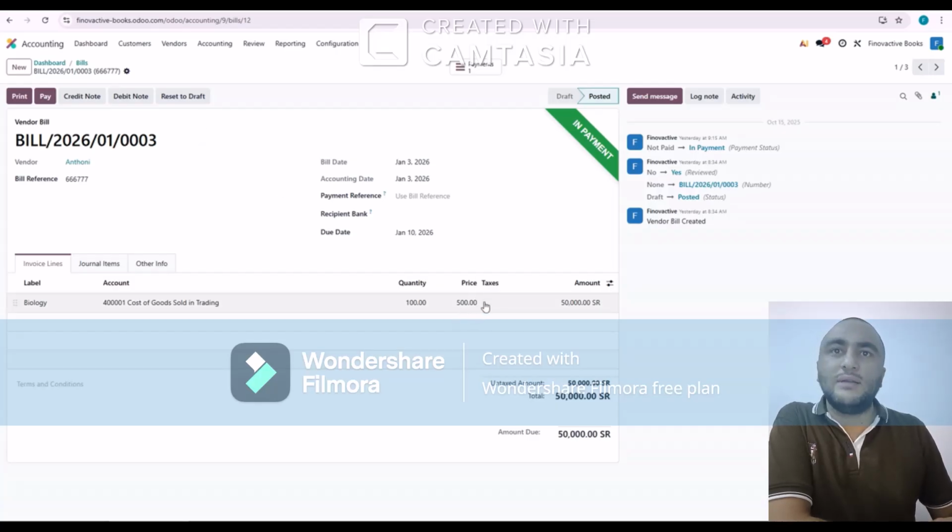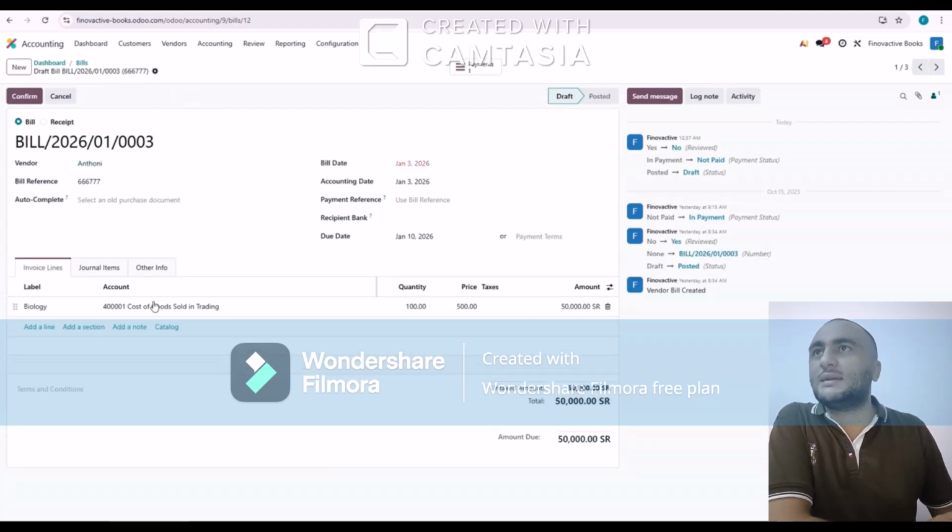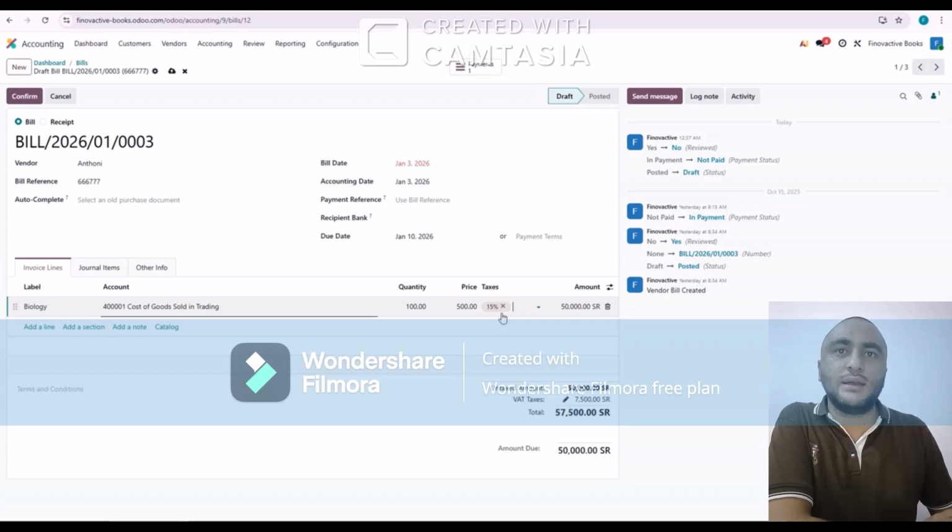So I will edit this entry and put tax in this entry. I will not create a new entry, to keep things simple so you understand it better. We will reset this entry, and here we have already input without tax. You have to add tax here. It's a straight 15% in Saudi Arabia, so I will write 15% here.